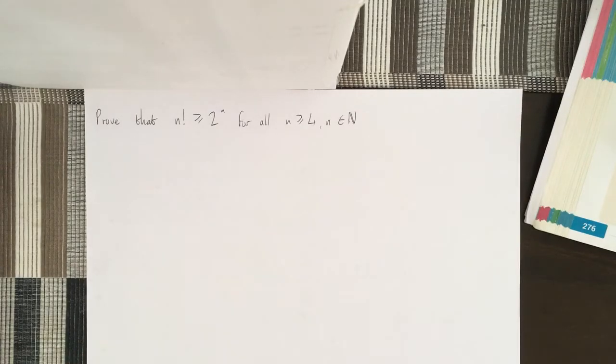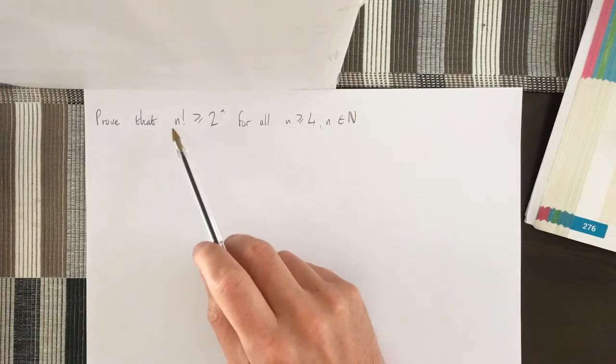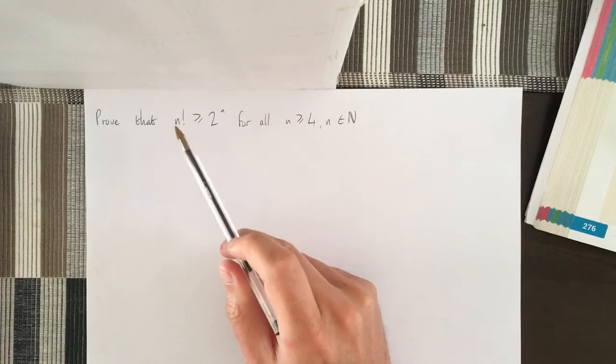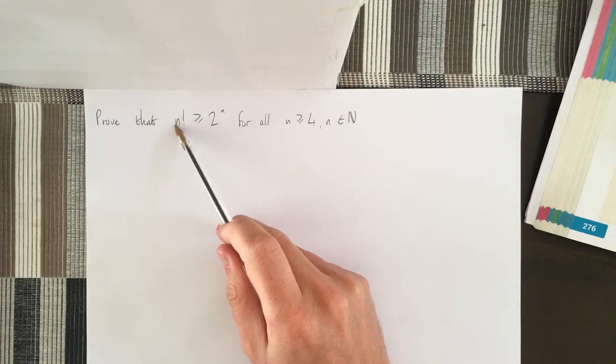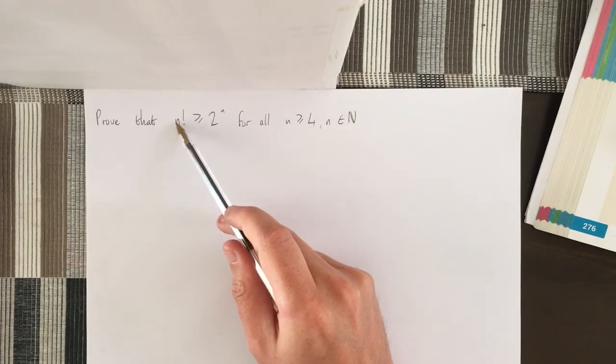The last type of induction inequality questions that I'm going to do is ones involving factorial. So this one: prove that n factorial is greater than or equal to 2 to the power of n for all natural numbers bigger than 4. That factorial, what does it mean? It means multiplied by all the natural numbers down to 1.